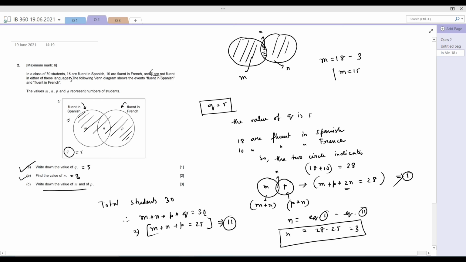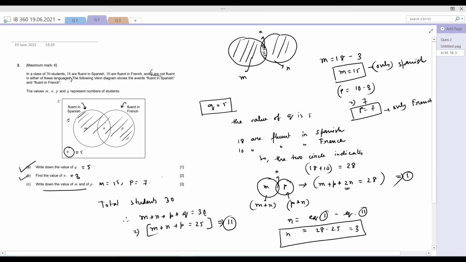This is one answer. And from here we get another answer, P. So P equals, that is 10 are fluent in French, so 10 minus the common, so these are the only, and here 7. So P equals 7. This is only Spanish, and this is only French. So this is done. The value of M is 15 and P is 7.